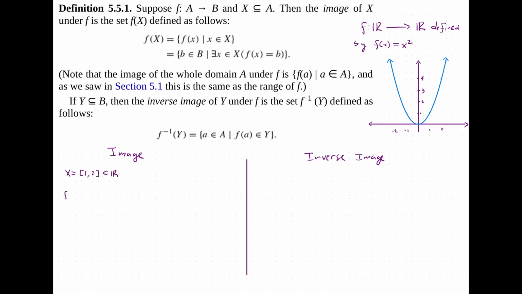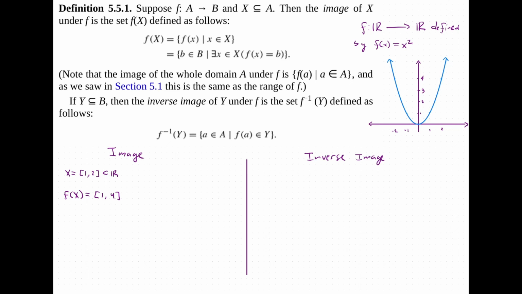So when we look at f of capital X, this is going to be those outputs corresponding to inputs from 1 to 2. So all of this region here. So we're looking at these outputs. So all the numbers on the y-axis, which is really corresponding to our set of outputs, the set from 1 through 4. And so we see from the picture that this is the set [1, 4].